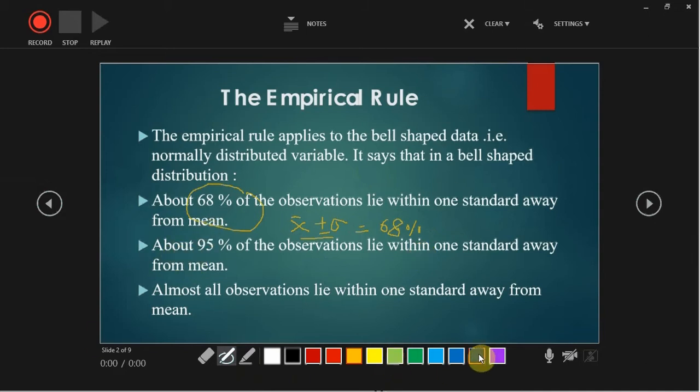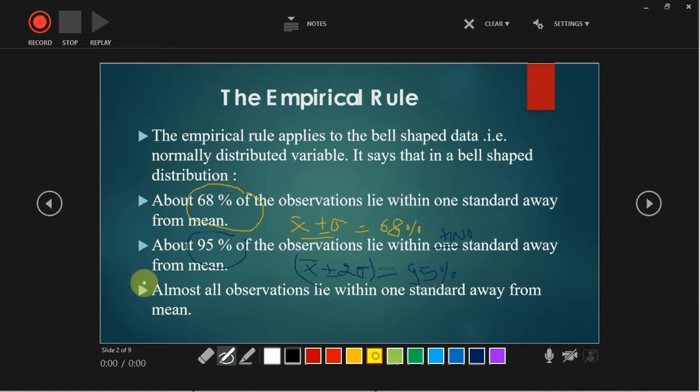Next, about 95% of the observations lie within two standard deviations away from the mean. So what it shows is that x bar plus minus 2 standard deviations, this range includes 95% of the observations, or in other terms, the probability that any observation will lie within this range is 95%.